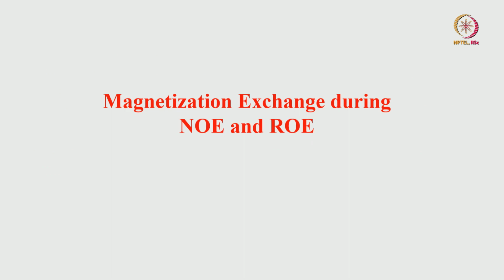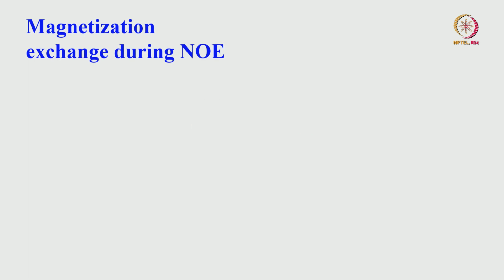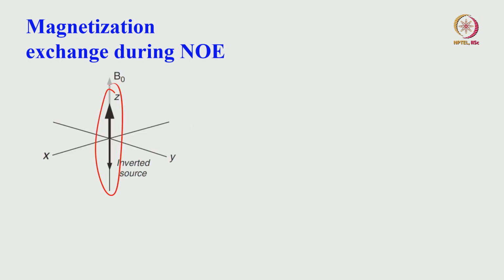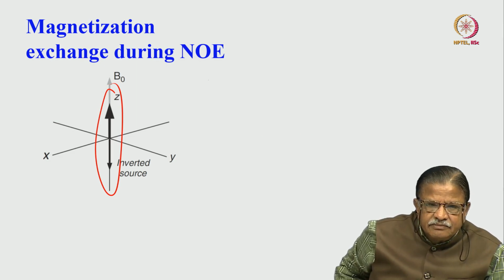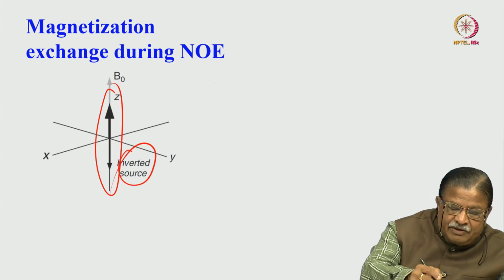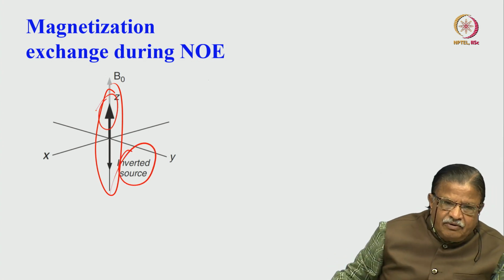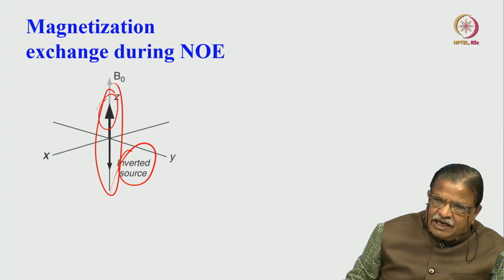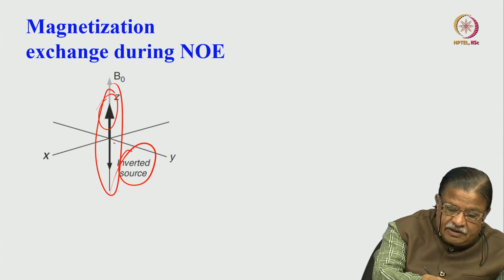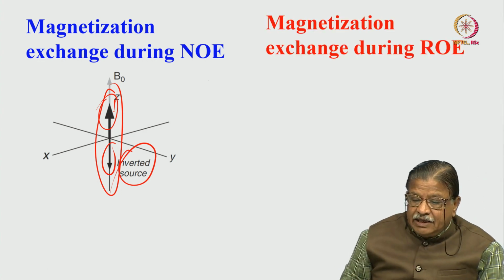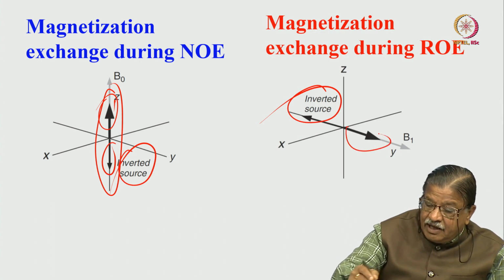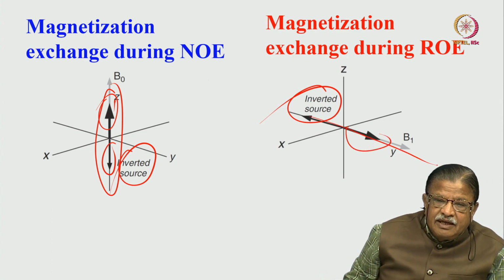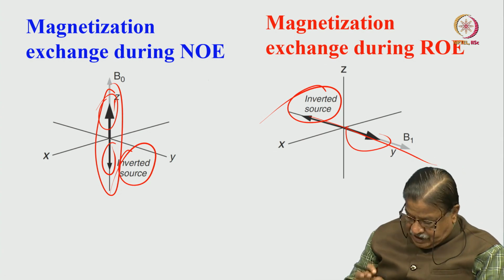So, magnetization exchange during NOE and ROE, if you want to see pictorially, is like this. In the ROE, they have antiphase magnetization vectors, one for the inverted spin and the other for the spin close in space, where the magnetization transfer takes place. This is the inverted spin, this is the other spin. In the ROE, same thing happens. This is the inverted spin and the other spin is here. Both are antiphase along the y axis in the transverse plane.